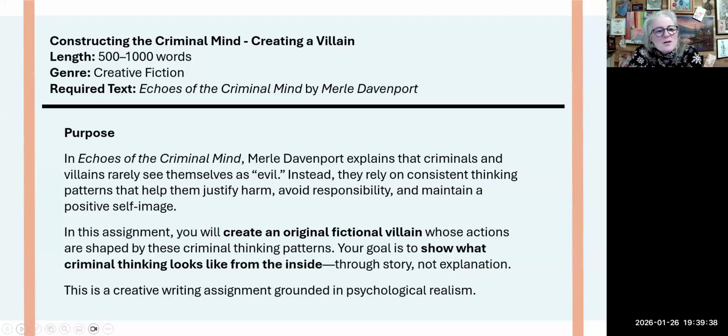So here is creating a villain, our writing assignment. In Echoes of the Criminal Mind, Merle Davenport explains that criminals and villains rarely see themselves as evil. Instead, they rely on consistent thinking patterns that help them justify harm, avoid responsibility, and maintain a positive self-image. In this assignment, you will create an original fiction villain whose actions are shaped by these criminal thinking patterns. Your goal is to show what criminal thinking looks like from the inside through story, not explanation. This is a creative writing assignment grounded in psychological realism.